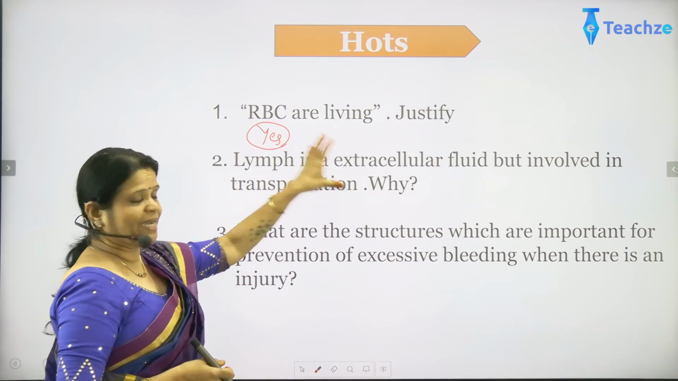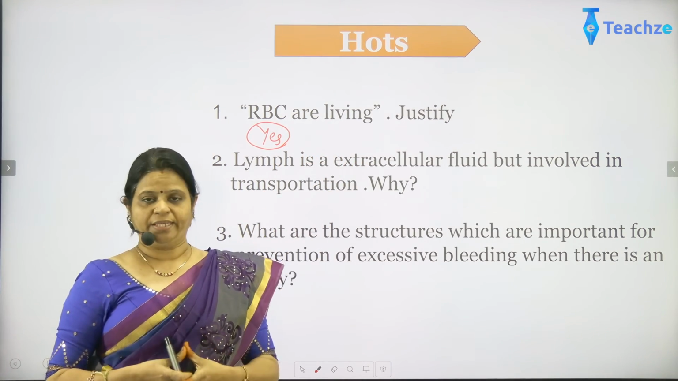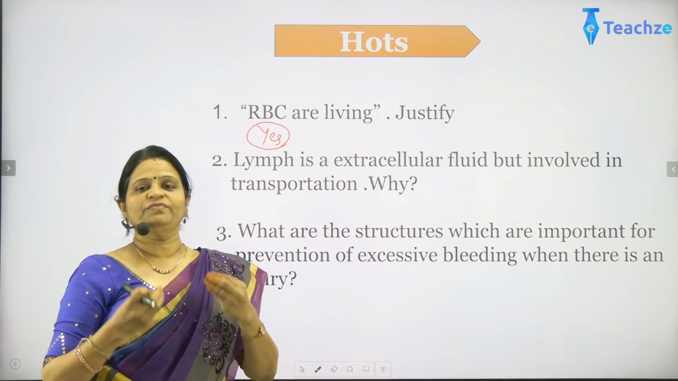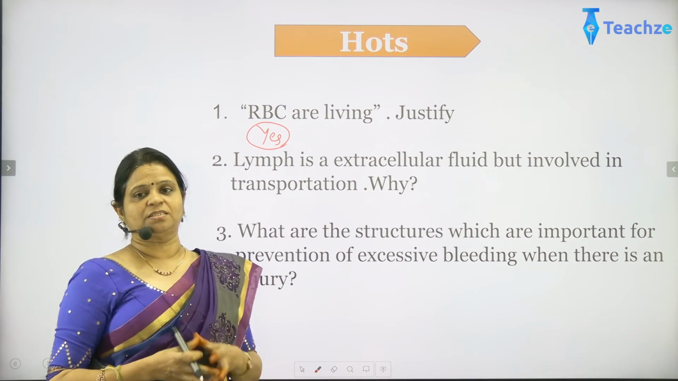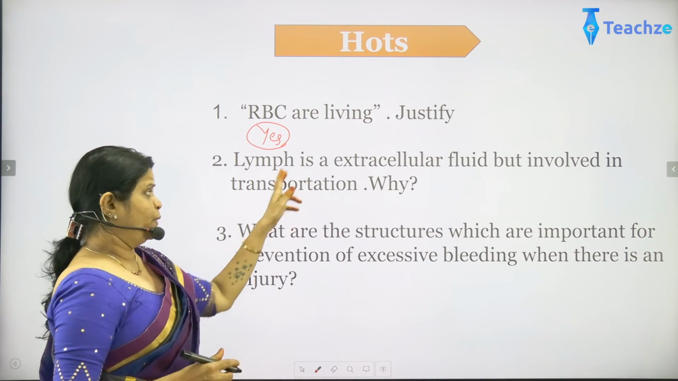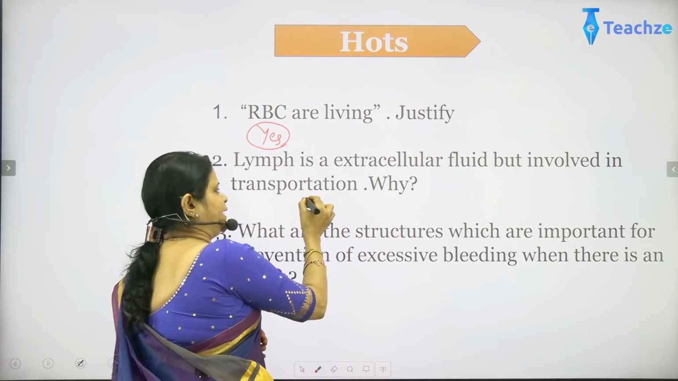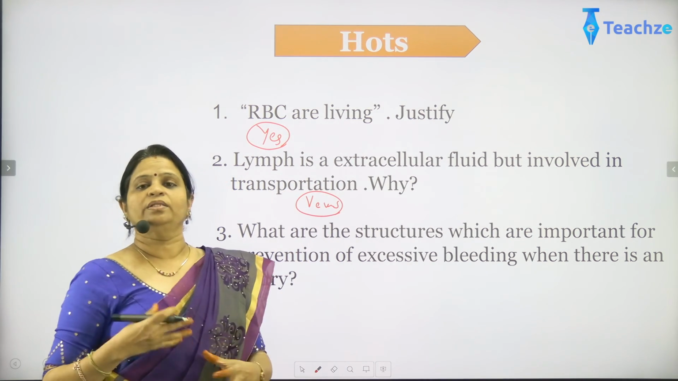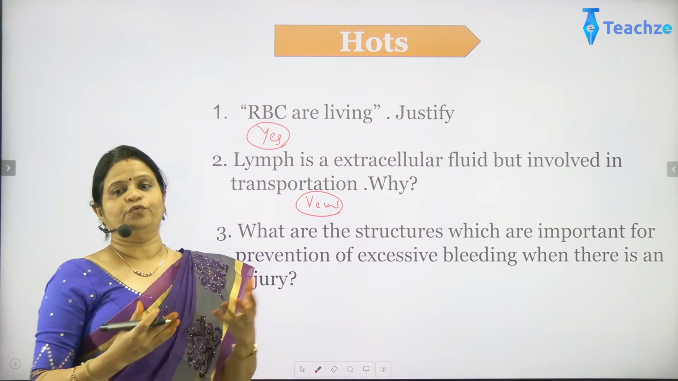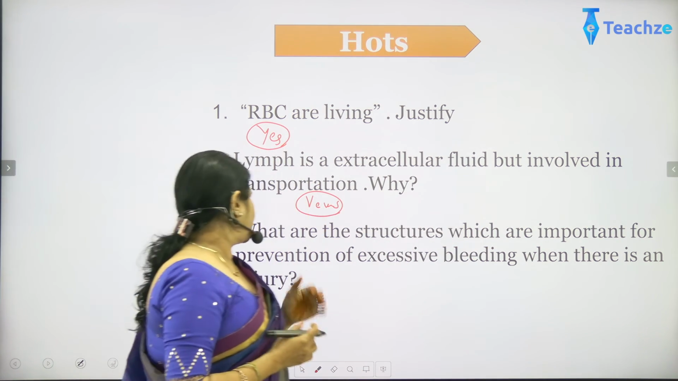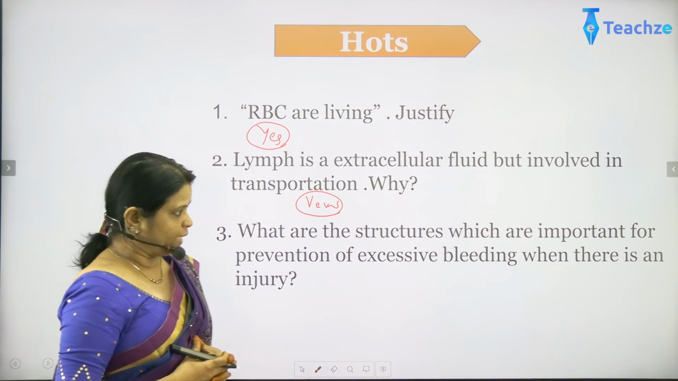So this actually goes and joins with the veins. So we cannot say lymph is a special system. It is one of the systems to help us transport certain kinds of important substances. Now where do they go and fill? They all fill inside the veins. So they will be carried through the veins, and all the veins will join together so that they go for the purification of blood. Now coming to what are the structures which are important to prevent excessive bleeding.